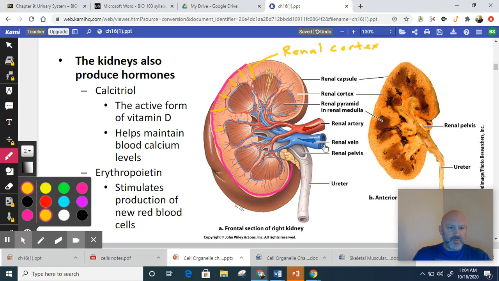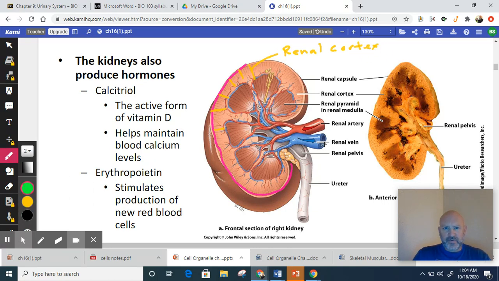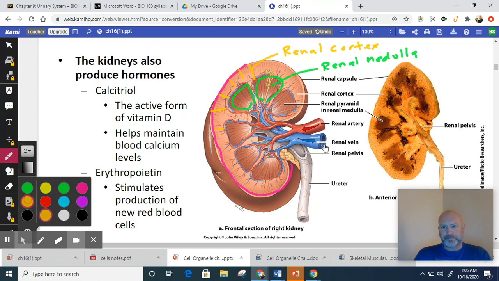And a little bit deeper to that, that's where we would find these renal pyramids here. These are the renal pyramids. And the renal pyramids are found in the area called the renal medulla. That's where we see these pyramids. These pyramids would all lead to this area here, which is the renal pelvis.